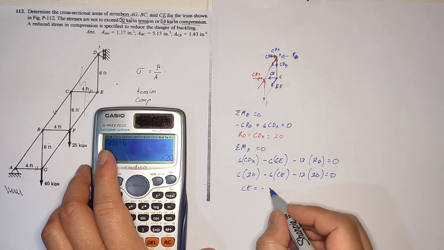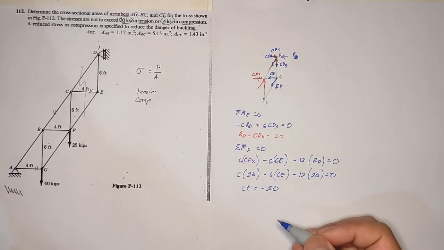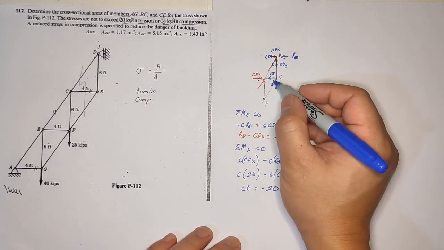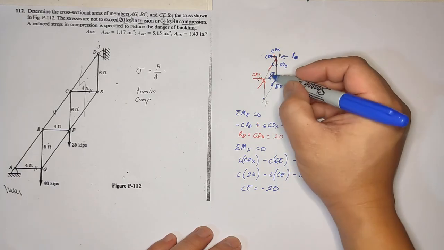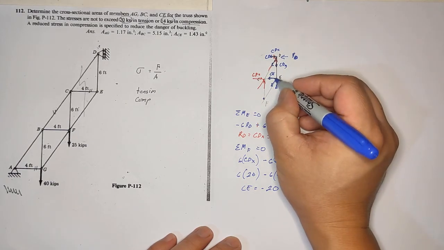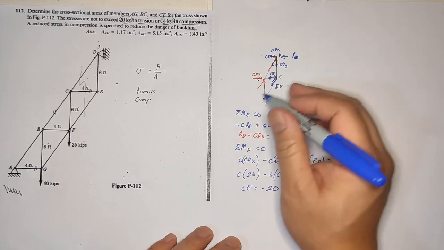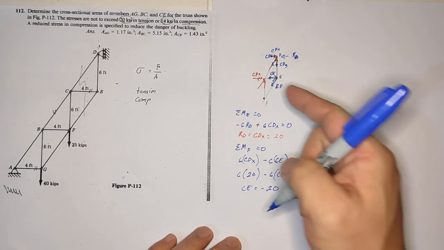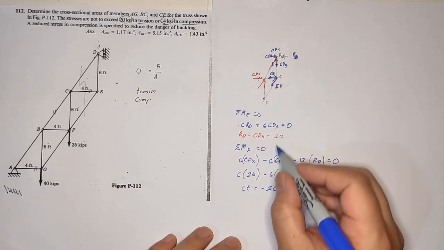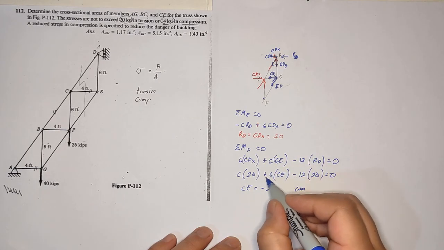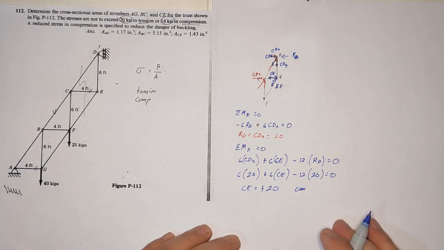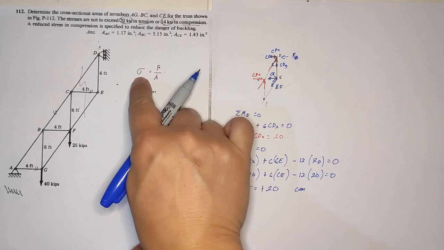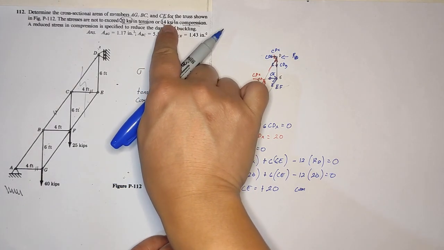Pero negative. What do you mean by negative? It means the direction of CE is wrong. It should be pointing to the member. If that is pointing to the member, this is compression. Okay? So, we will change that one. Pinalitin ko yung direction doon is positive, positive, positive. So, 20, compression. So, if that is compression, we will be using 14 KSI.